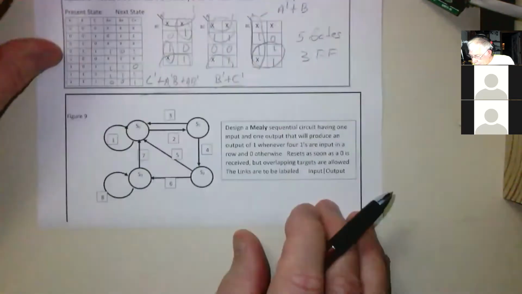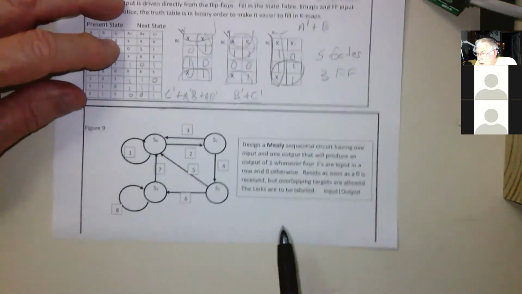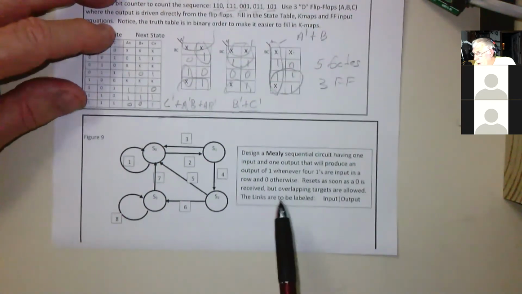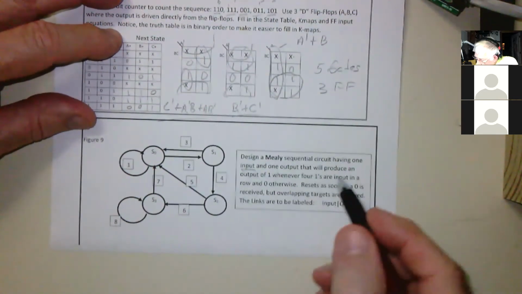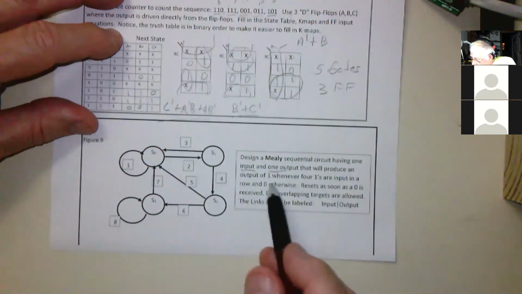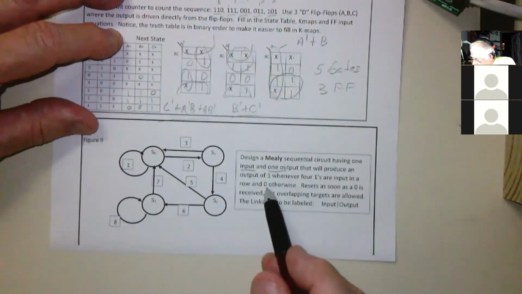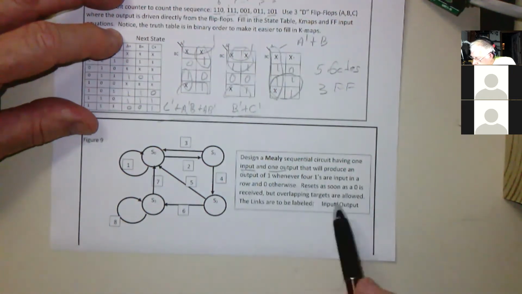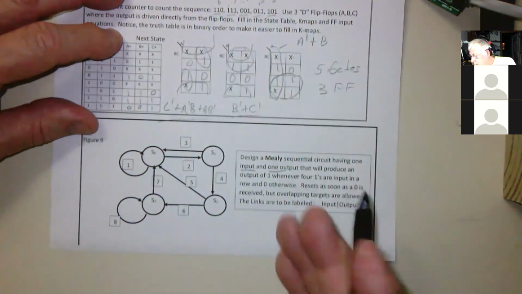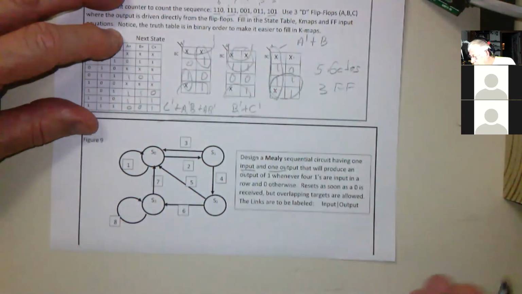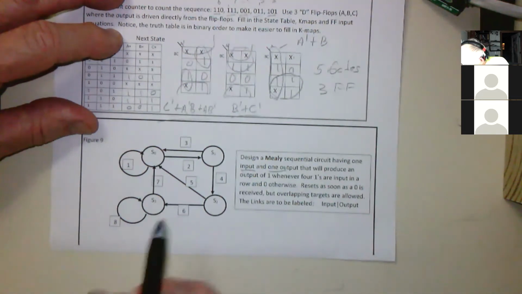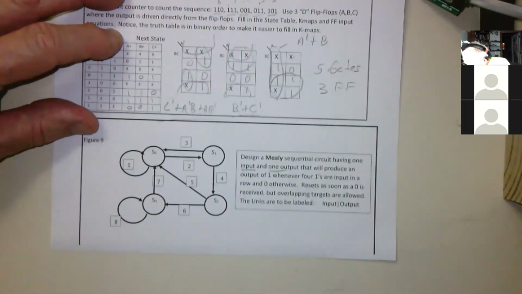All right. Let's look at this one. So here we have a Mealy sequential circuit. It has one input, one output. It will produce an output of 1 whenever 4 ones are input in a row and 0 otherwise. And it resets as soon as a 0 is received, but overlapping targets are allowed. So if you get 4 ones and you get another one, then that would count as another group of 4 ones. And it only generates the output of 1 where you have 4 ones and it's 0 otherwise.